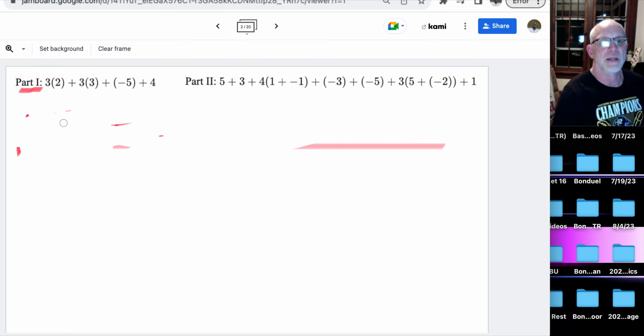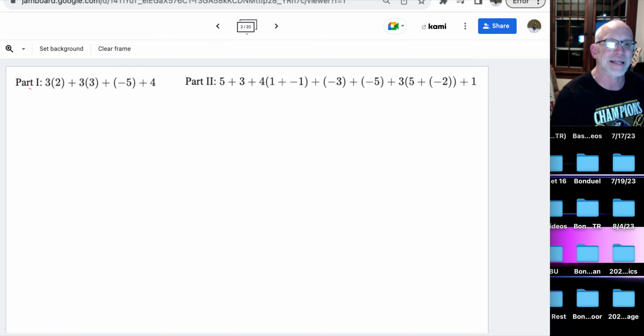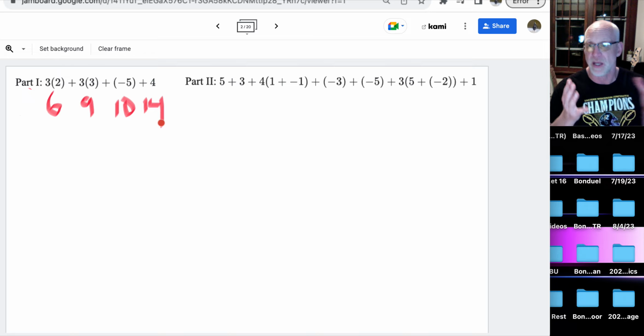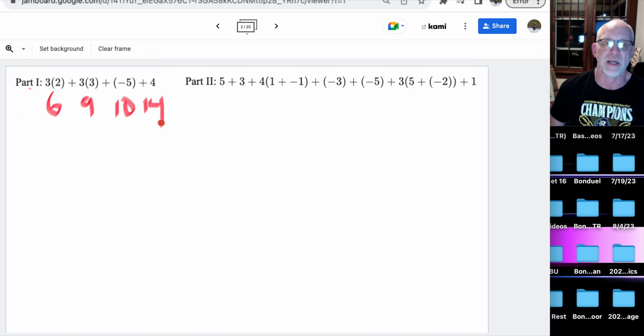I saw Lydia do it this way and Braden do it this way. They said this is pretty cool too: 3 times 2 is 6, and 3 times 3 is 9, 6 plus 9 is 15, minus 5 is 10, plus 4 is 14. They mapped the whole thing out, and if you look at the chart they put together, the poster, it's really cool. All right, so we know that the first part is at 14.